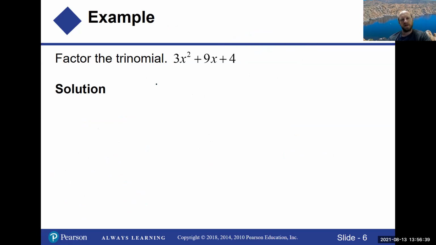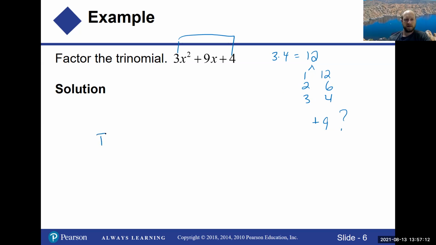All right, let's try to factor this trinomial. So 3x squared plus 9x plus 4. So again, this is in descending order. I'm going to take the 3 times the 4, which is 12, and I need factors of 12 that add to a positive 9. Is that possible? I have 1 and 12, 2 and 6, 3 and 4. Those all multiply to give me 12, but I'm trying to make them add to 9. Does that work? No, none of these options are possible.